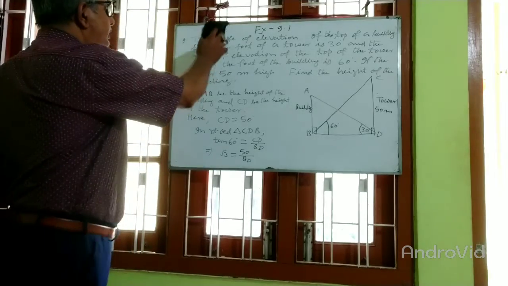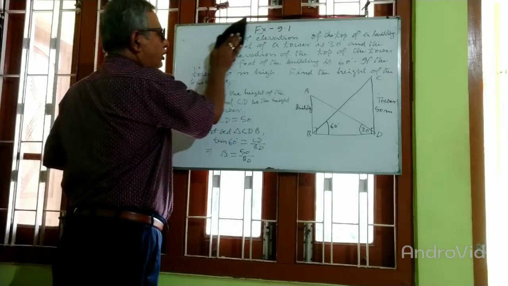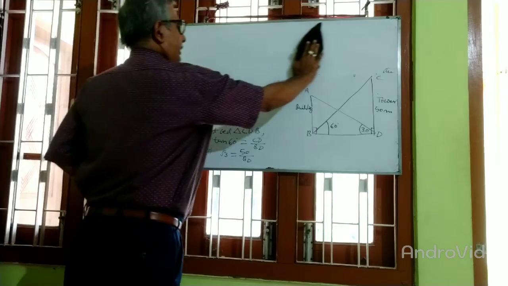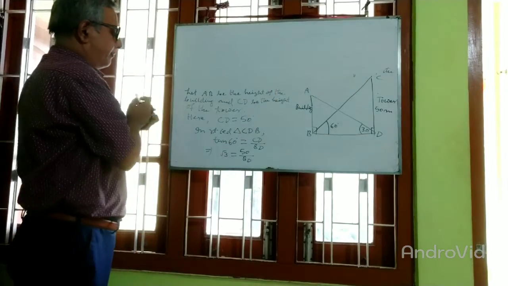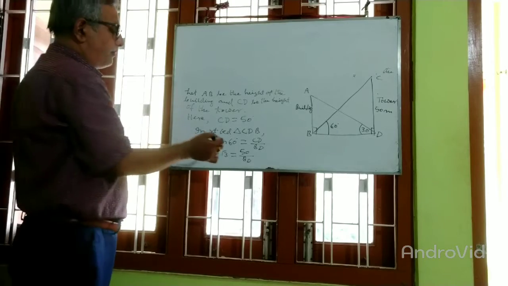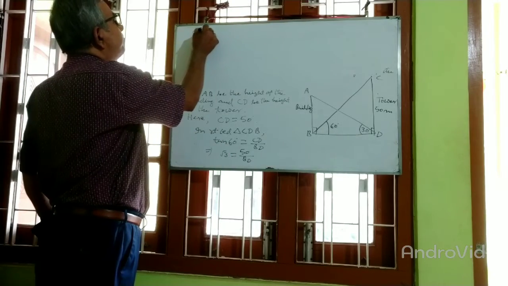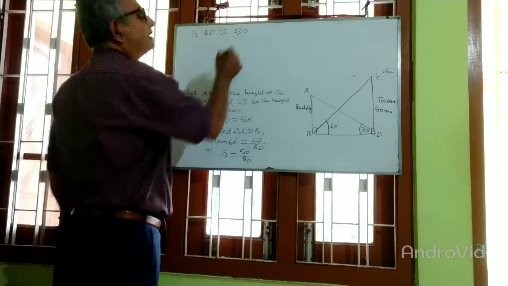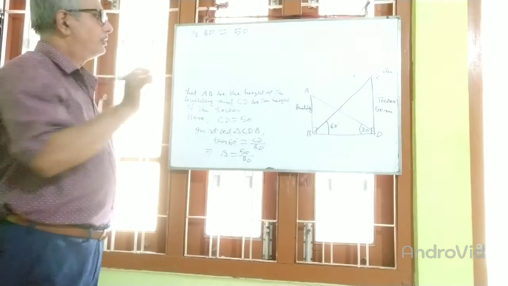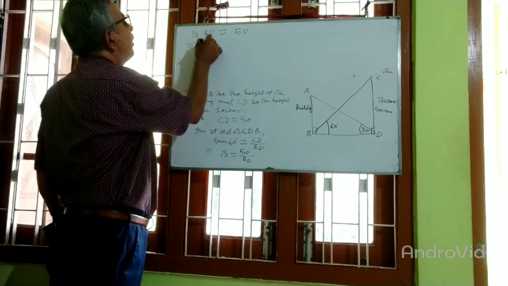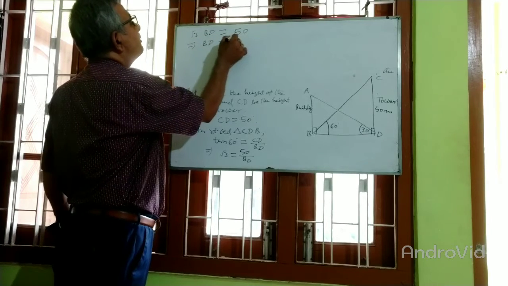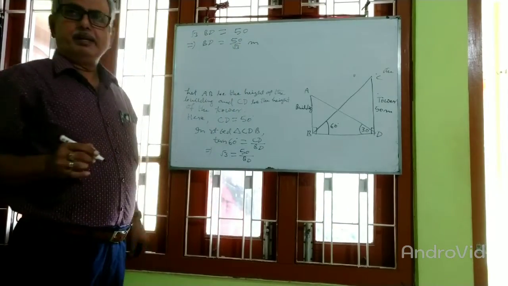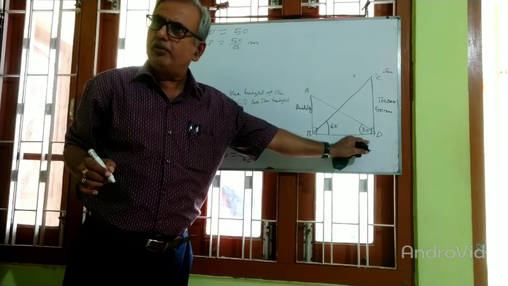I am going to rub the question. You might have followed the question. I am writing here. Cross multiplication you do. √3 BD is equal to what? 50. So BD is equal to what you are getting? 50 by √3 meter.